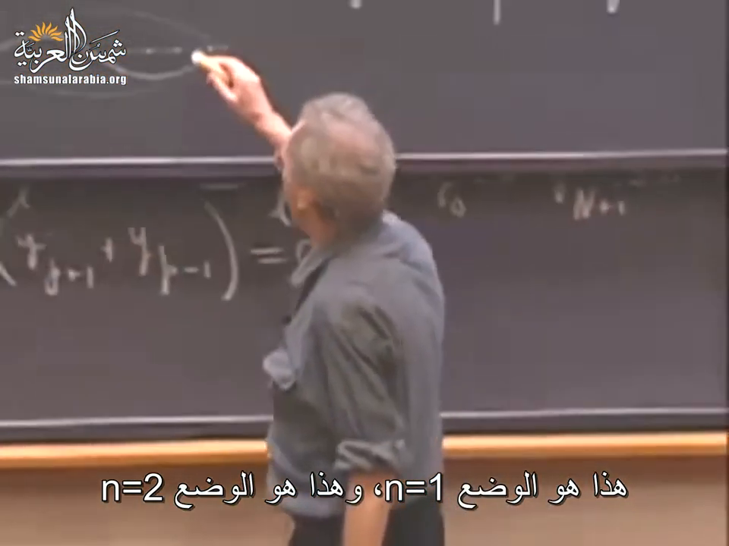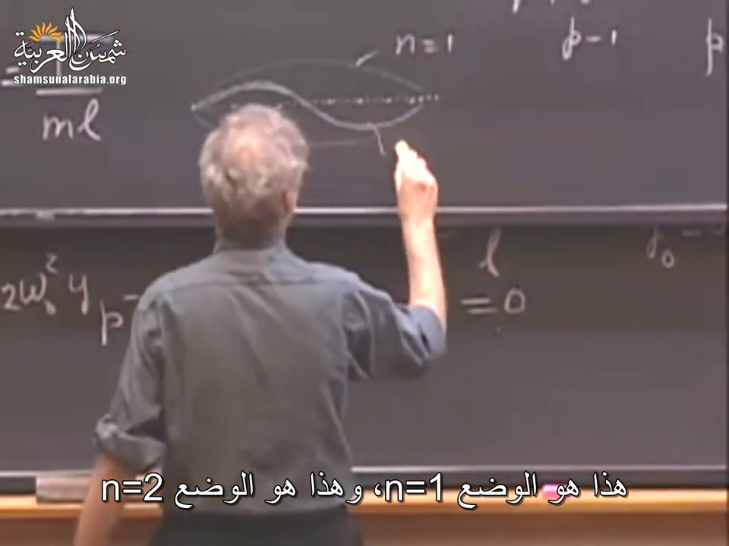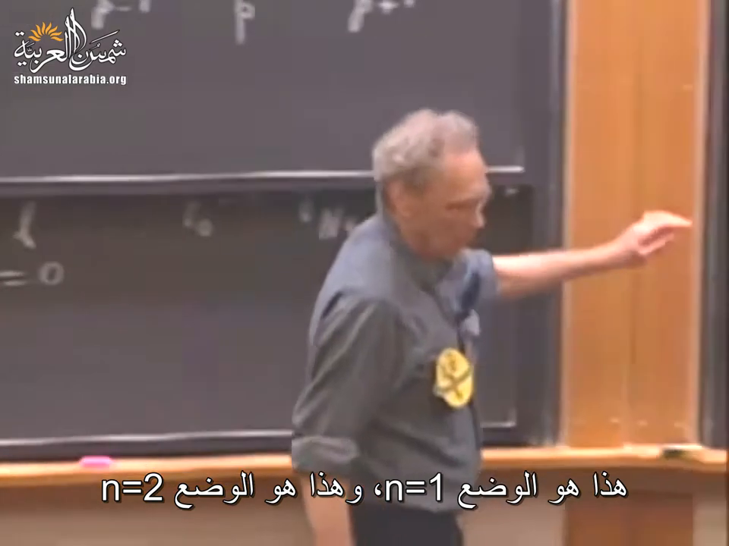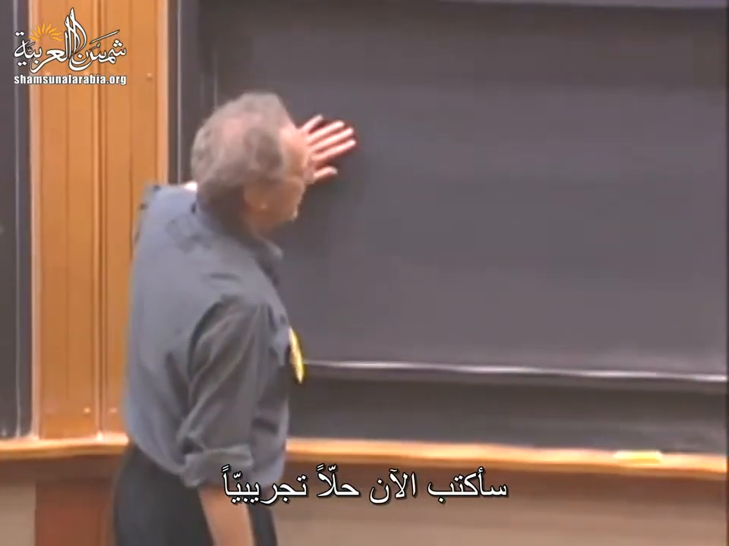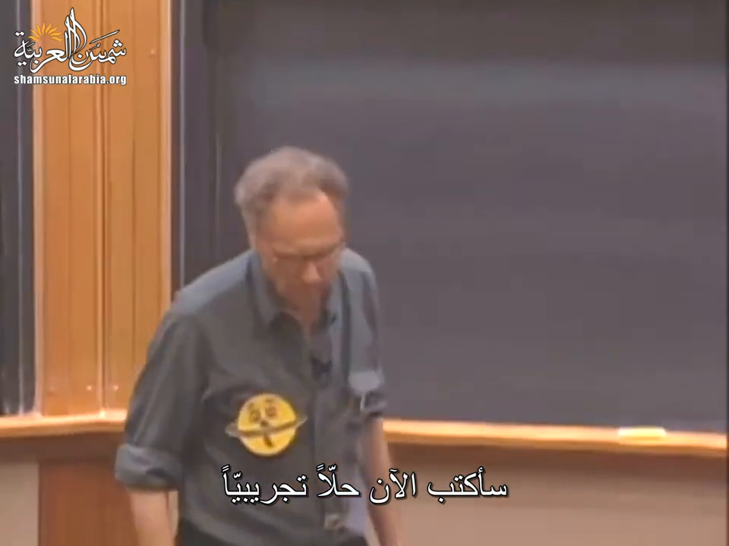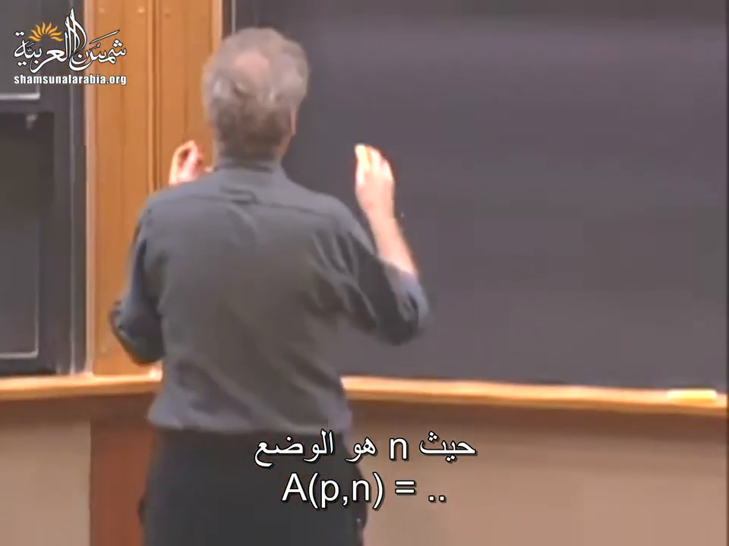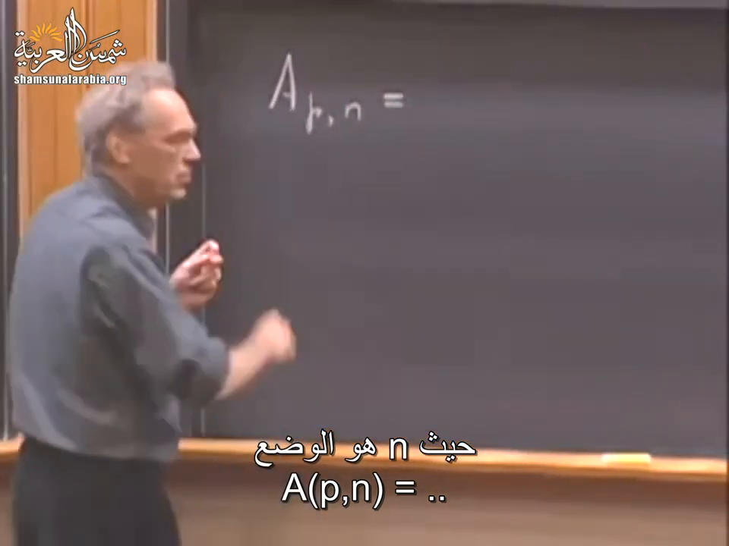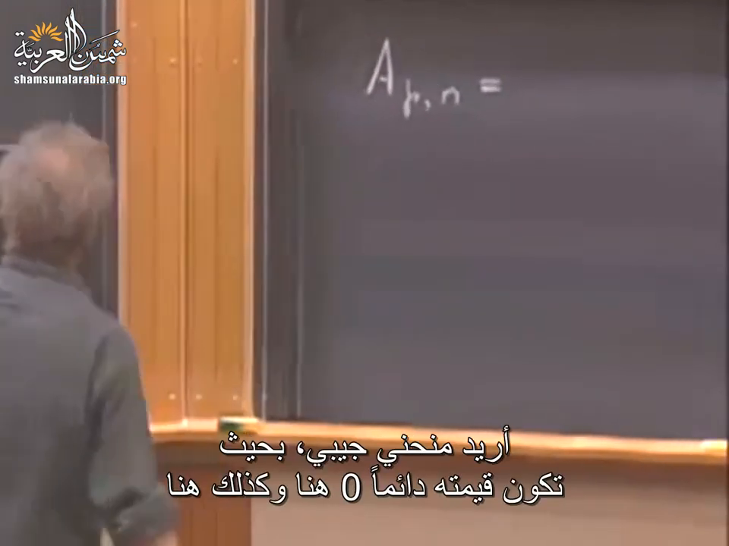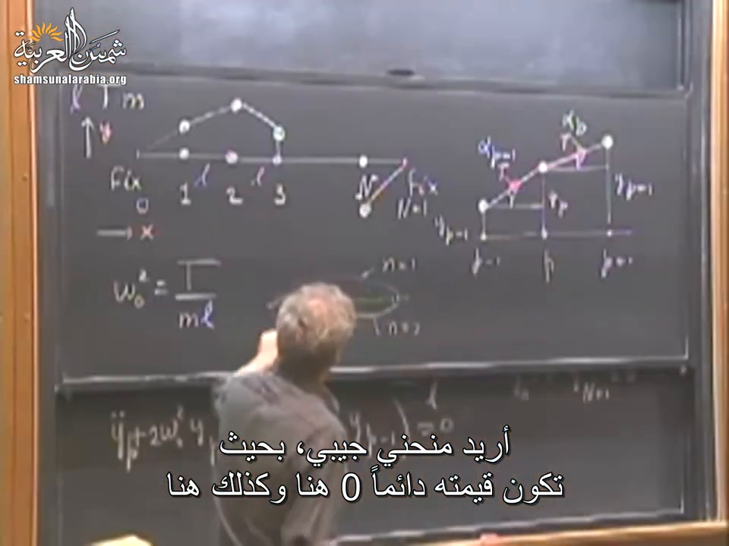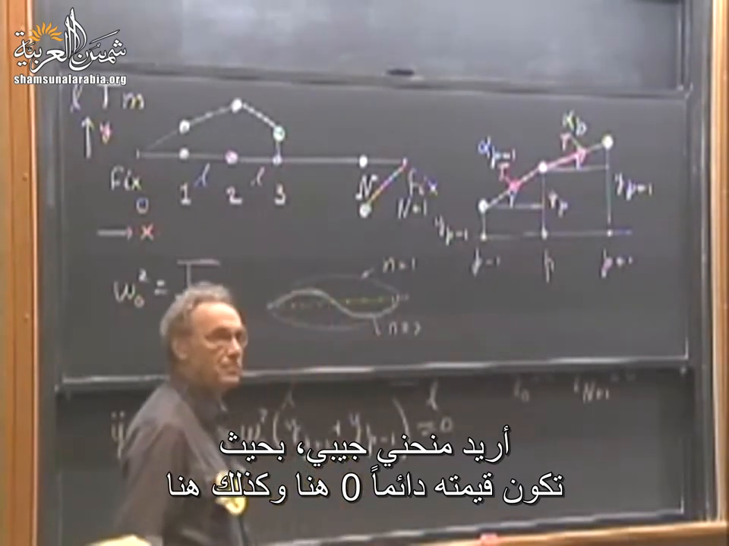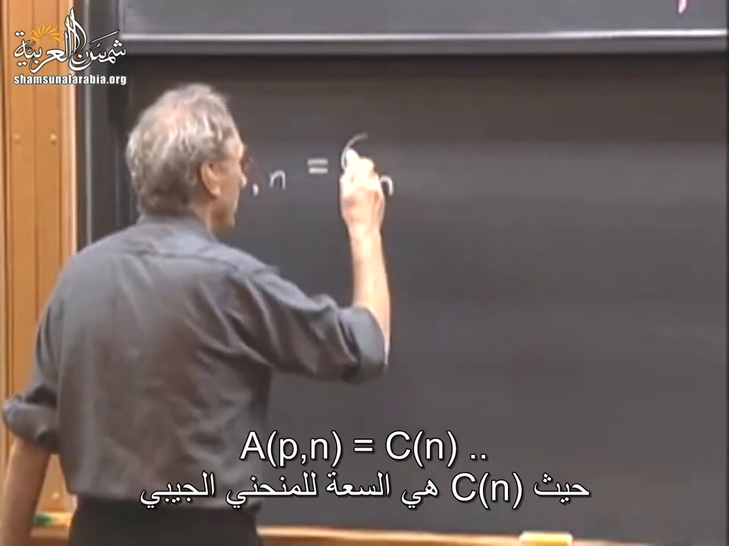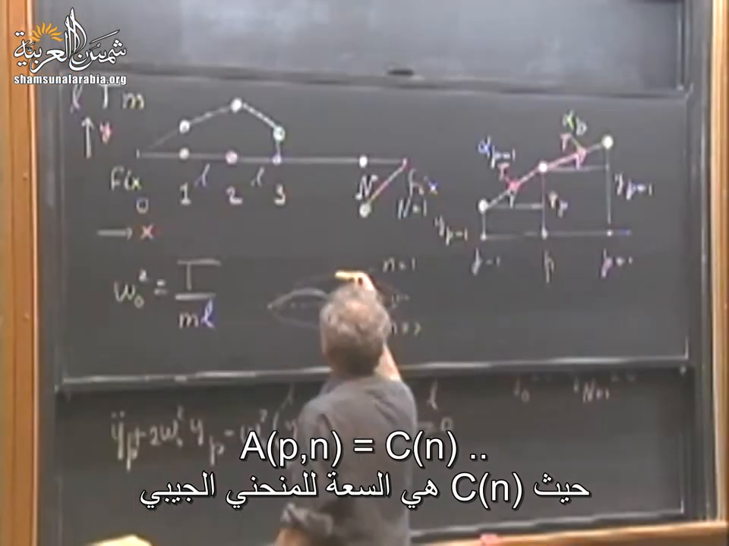This would be mode 1, and this would be mode 2. And so now I'm going to put in as a trial solution a_p, for particle P, which is in mode n, as in Nancy. This is the mode. I want a sinusoid in there that is always 0 here and 0 there. And it can have an amplitude, of course, which I can freely choose. So this C_n is the amplitude of this sinusoid.